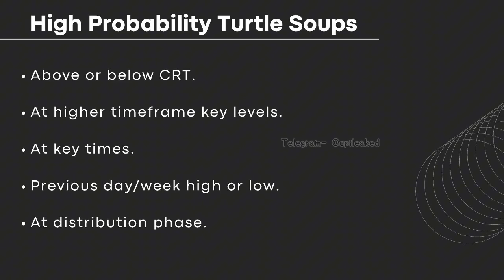So the first point is that the best turtle soups occur at CRT, above CRT or below CRT, right? Such turtle soups are always high probability because they've occurred at time ranges, which are more objective than the rest of the ranges. Second we've got is pretty cliche but really important. Turtle soup occurs at higher time frame key levels, including lower time frame key levels, right? You can use them both. I've shown you how to do it in my last trade breakdown.